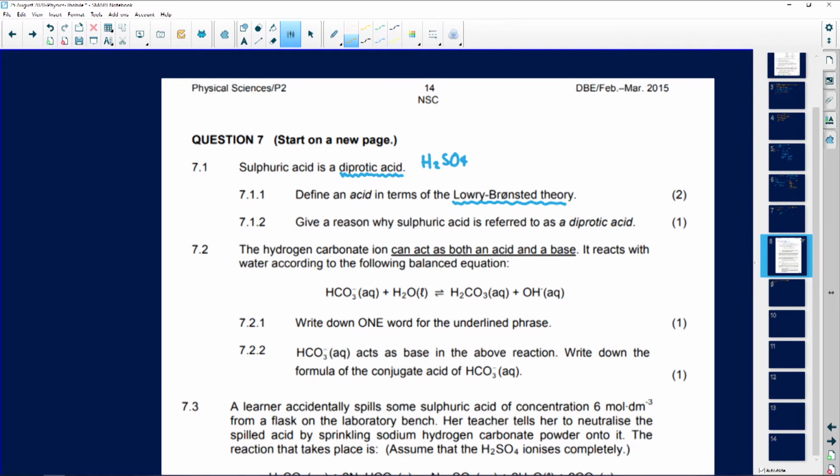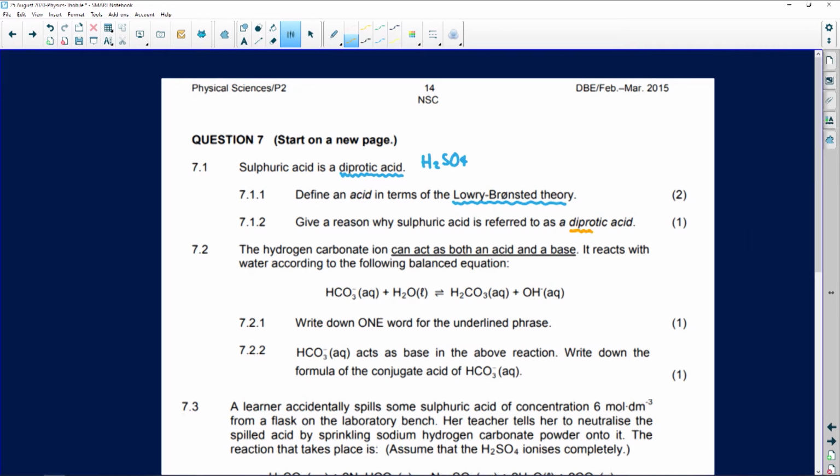So now it says, give a reason why sulfuric acid is referred to as a diprotic acid. Now, this already gives it away. The word di means two. If you can remember in grade 11, we always talked about mono, which means one, di is two, tri is three, tetra is four, and so forth. And always remember, in chemistry, we always have our own way of naming, especially if you look at organic chemistry. So some of these words actually give it away.